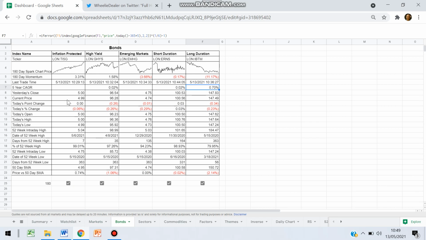I also look at bond markets, generally inflation protected. That one seems to do pretty well because as inflation expectations increase, then the payout of that bond will increase as well. And it's all very similar sorts of data for the bond funds.